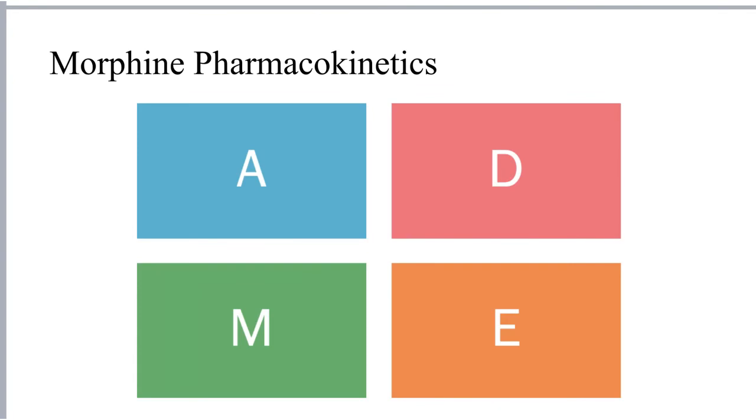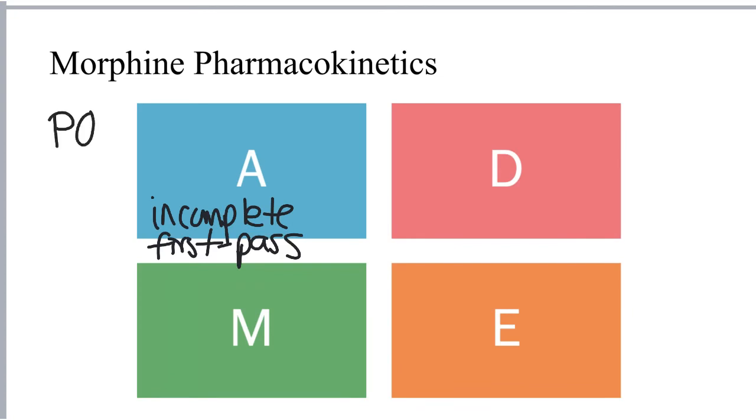In general, the absorption of morphine is incomplete. There is high first pass effect when morphine is taken orally, and therefore the oral dose of morphine is always higher than the parenteral dose due to the first pass effect. The absorption of morphine has high interpatient variability, and that's why the physiologic effects should be monitored on an individual basis to ensure adequacy.